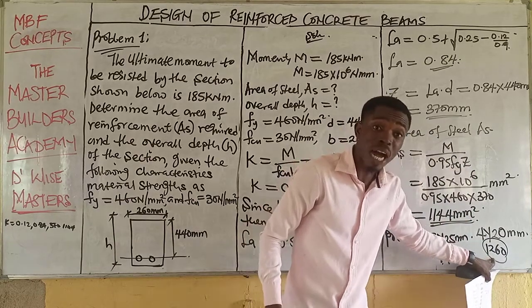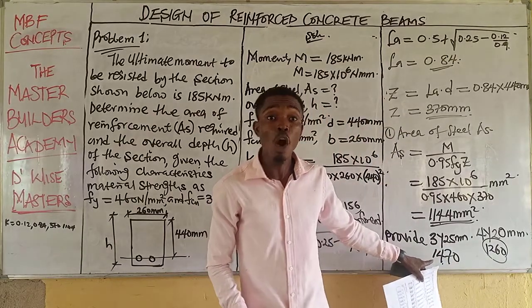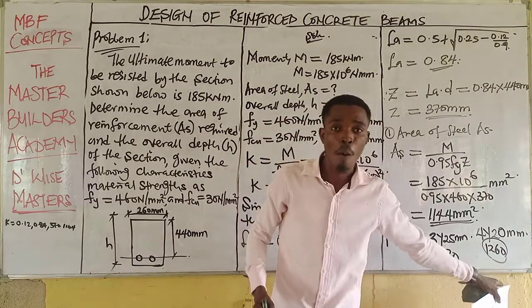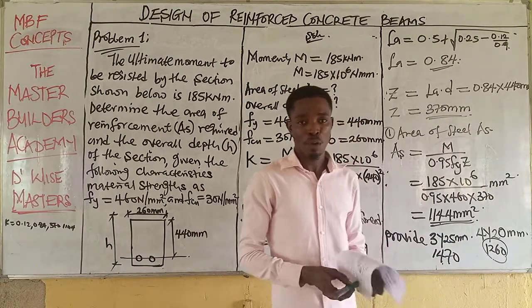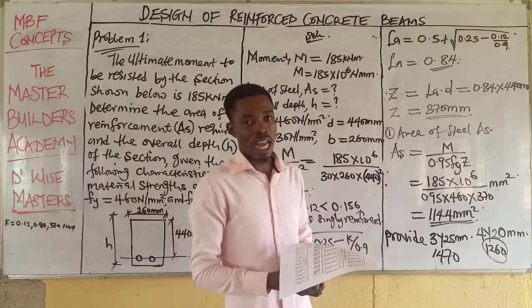So it shows that this one will be more economical than this. So if I go with this, it's still okay. If I equally go with this, it's okay, but it is preferable when you go with the area that is very close to the area provided for economical purpose, so that you will not have over design.